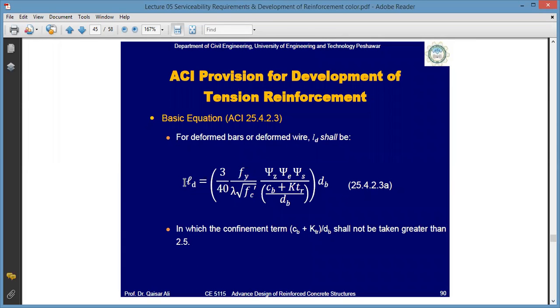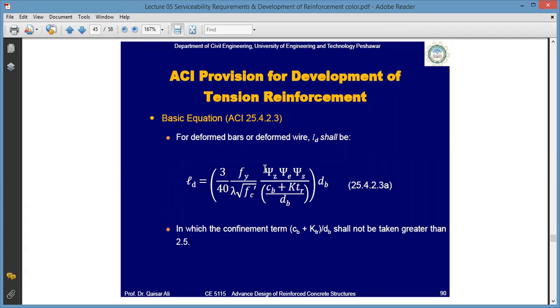Now here is a formula for development length. Ld, meaning development length, should be equal to this thing. So development length is some fraction of the diameter of the bar, and this whole thing will be equal to some fractional value. Now here, all these variables are clear. This factor, (cb + Ktr) divided by db, is the confinement term, and it should not be taken greater than 2.5. So this whole thing has a maximum value of 2.5.